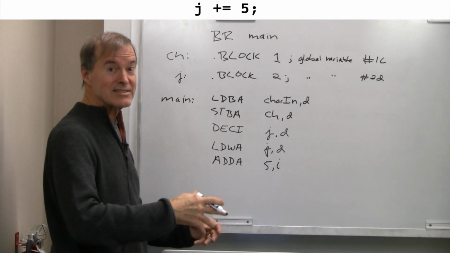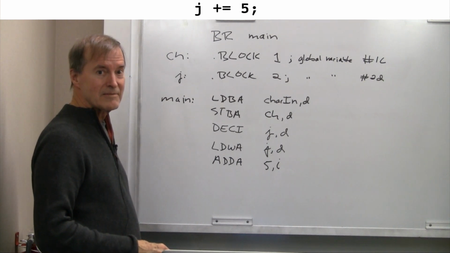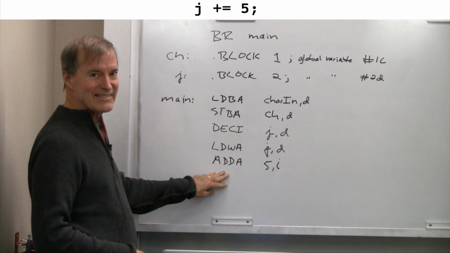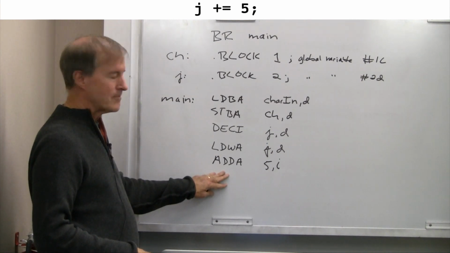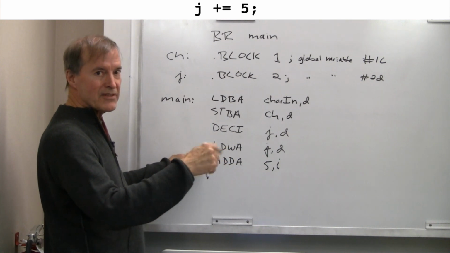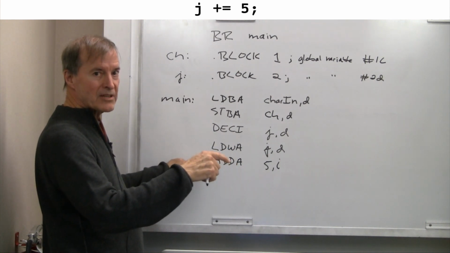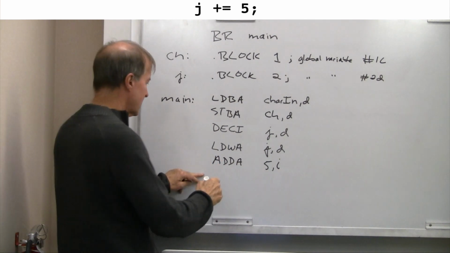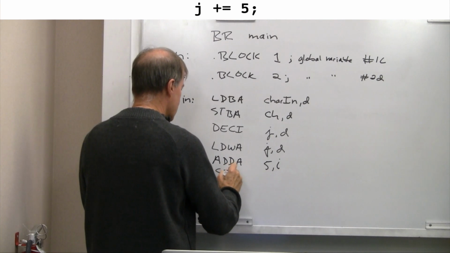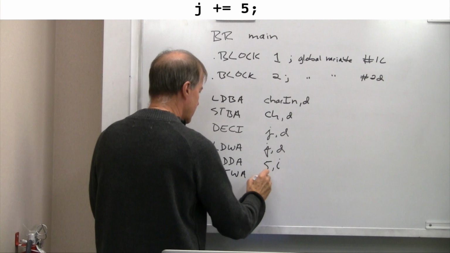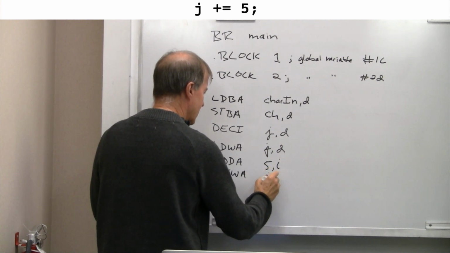Now it's j gets j plus 5. So what's the next thing? Adding put j into the accumulator, and this added 5 to that and put it in the accumulator. But now we have to give it to what? Store word accumulator to where? J addressing mode? Direct. Yes.